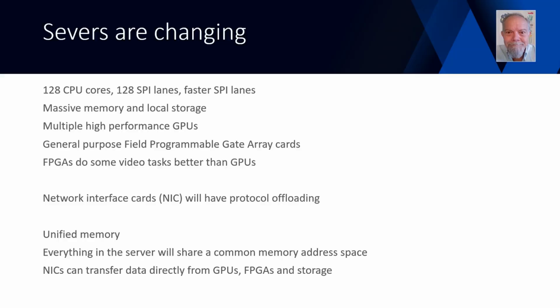We're getting servers with 128 cores, 128 PCIe lanes. You want to put 4 GPUs into a server. They only take 16 lanes each. That's 64 lanes. I've got another 64 to go.